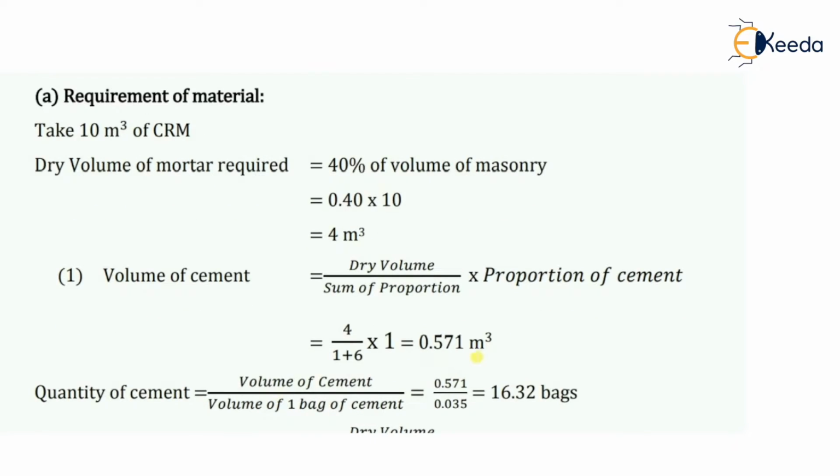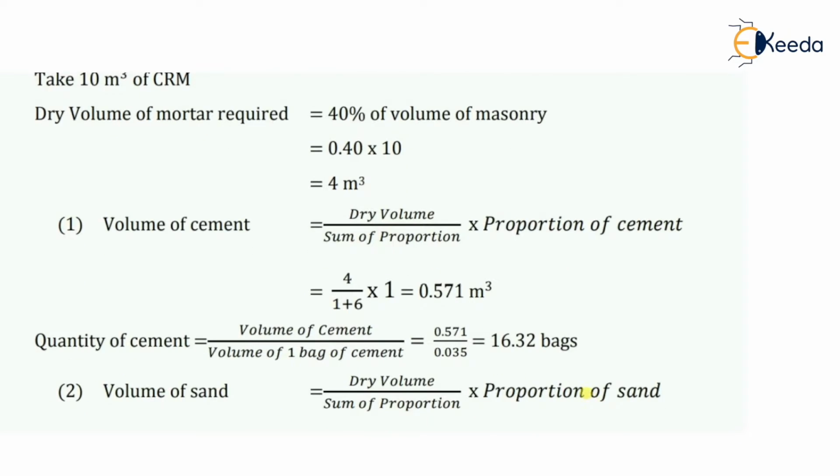But remember, we have to convert this volume into number of bags. For this conversion, this volume will be divided by the volume of 1 bag of cement, and we know that the volume of 1 bag of cement is 0.035 meter cube for a 50 kg bag. So the quantity of cement in number of bags will be 0.571 divided by 0.035, which comes as 16.32 bags. This is the number of bags of cement which will be required for the coarse rubble masonry.